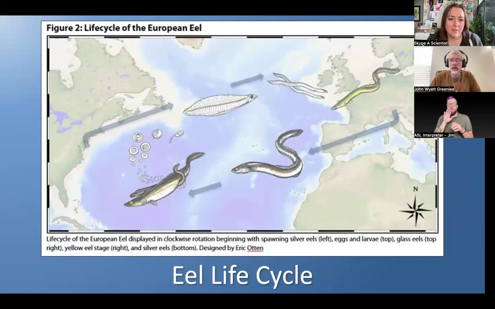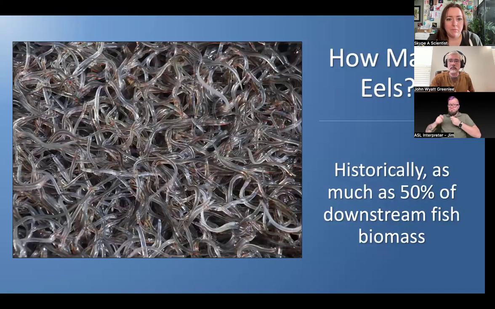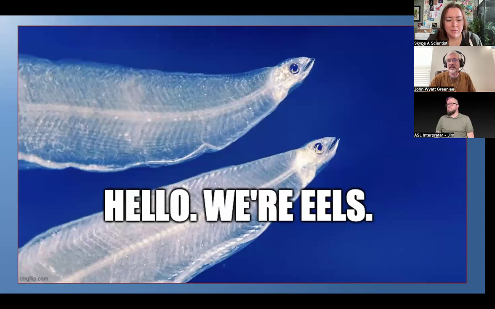They migrate over the course of several years, either to the Americas or to Europe, where they live their lives, and then they eventually migrate back to the Sargasso to mate and die. They go through multiple really striking physical changes over the course of their lives. Sorry, I got my slides out of order for a second.